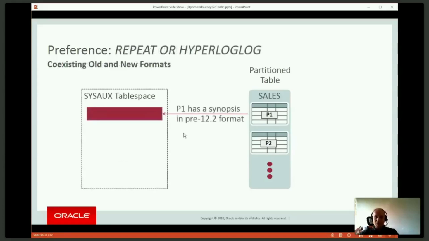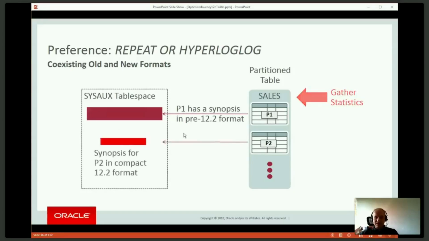You can, in fact, use repeat or HyperLogLog, which is the preference. This is the default. When you gather statistics, the new partitions will get the compact form, and the old will keep the old. So what I suggest with respect to this is to go and check the Optimizer blog. There's a post on all the various options you have available to you when you want to migrate from the old to the new format.